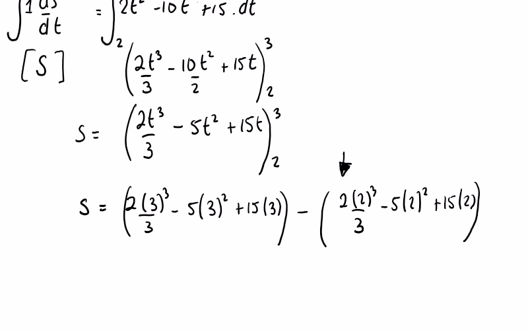So typing both of these into your calculator, you're going to get 18 minus 15 and a third, which is 2 2/3, and this was in meters.